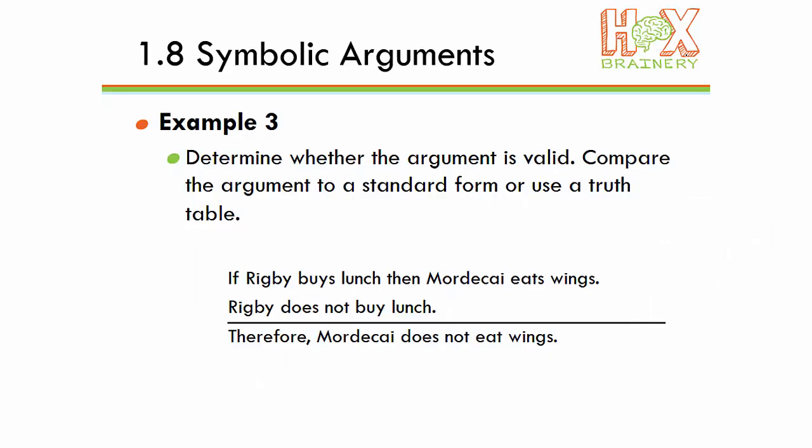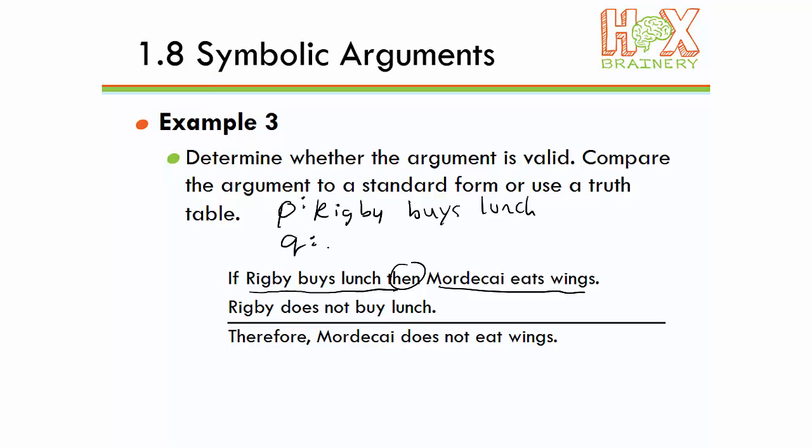Example 3, determine whether the argument is valid. Compare the argument to a standard form or use a truth table. So if Rigby buys lunch, then Mordecai eats wings. All right, P is going to be Rigby buys lunch. Q is going to be Mordecai eats wings.